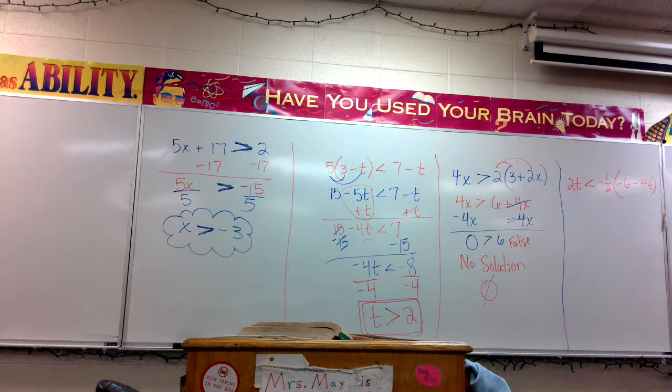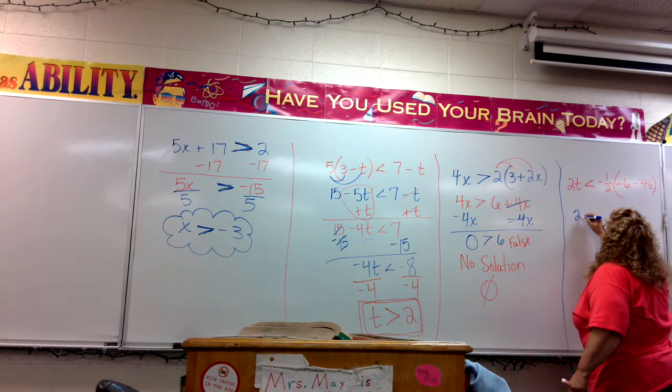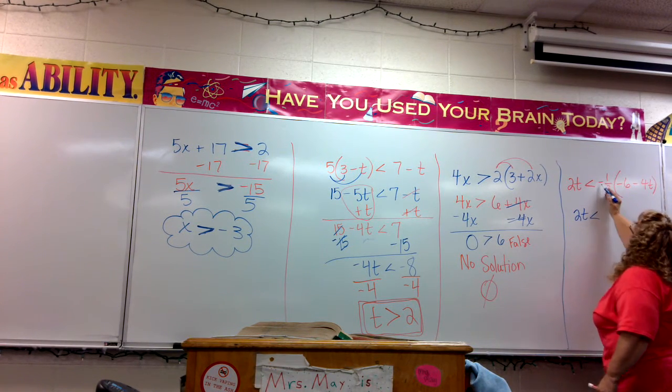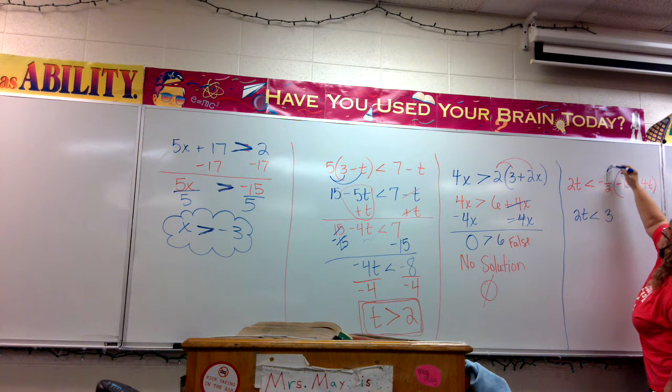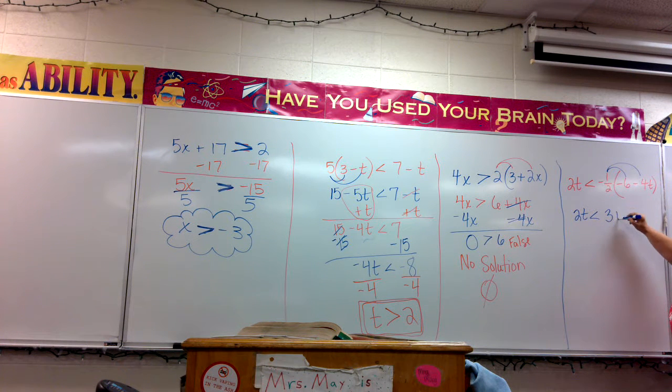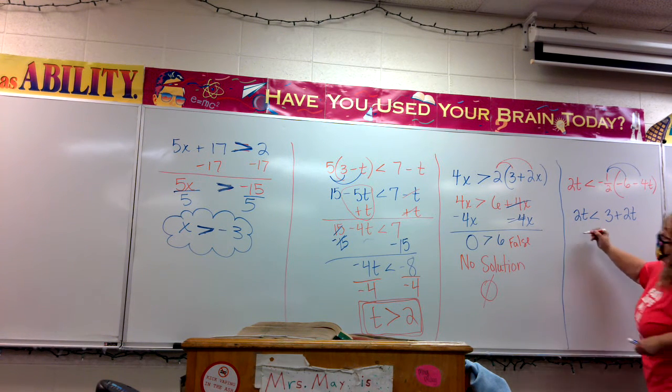What do you do first? Distribute. Oh no, it's a fraction. What's negative times negative? What's half of 6? Oh, that wasn't so bad. What's negative times negative? What's half of 4t? 2t. I like halves. They're not so bad. Now, again, I have t's on both sides. I have to get them all together.